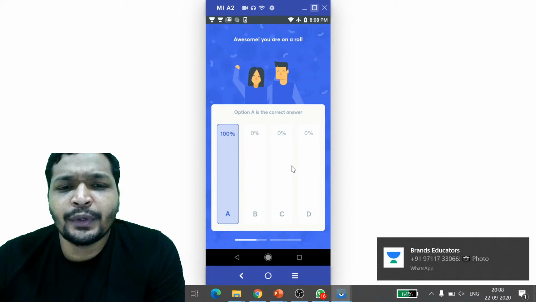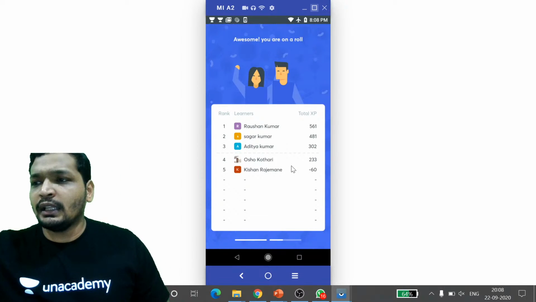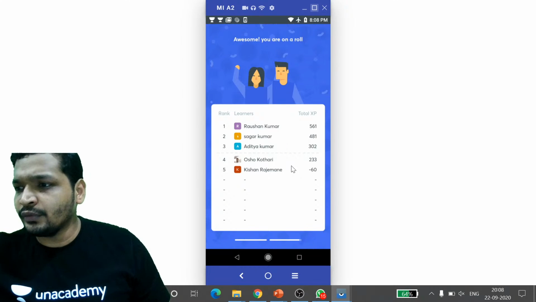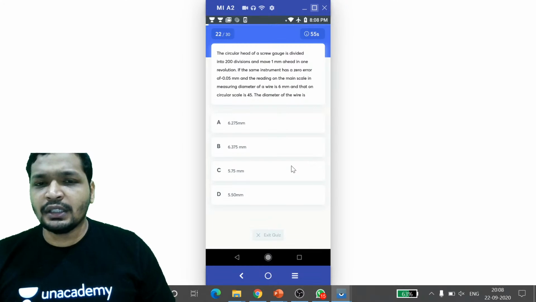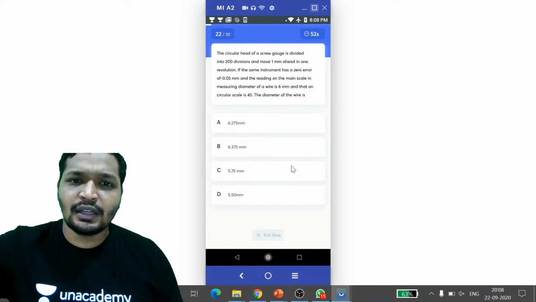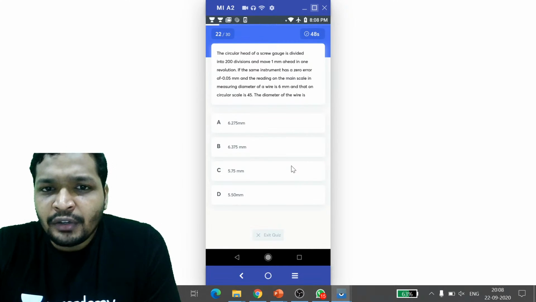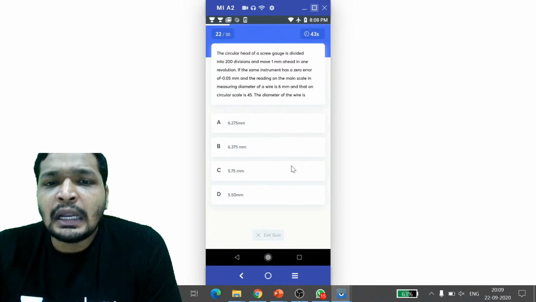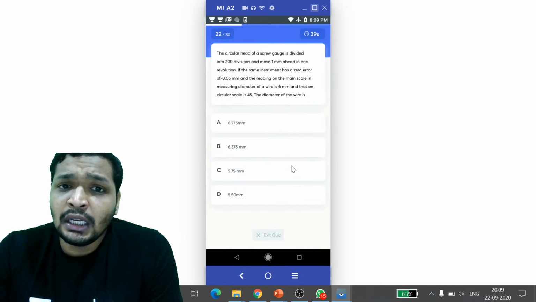The question is the same question. All right, guys, I think you've already completed lots and lots of this over here. Let's get into the next question then, and this question is actually interesting. The circular head of a screw gauge is divided into 200 divisions. Basically, the number of circular scale divisions is 200, and it moves 1 mm ahead in one revolution.